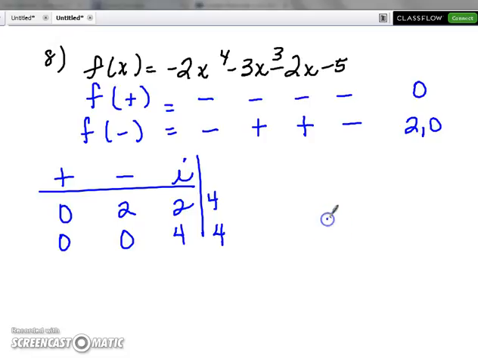And then the next video I'm going to post is going to be on how to actually determine possible roots to a function. I hope this helps.